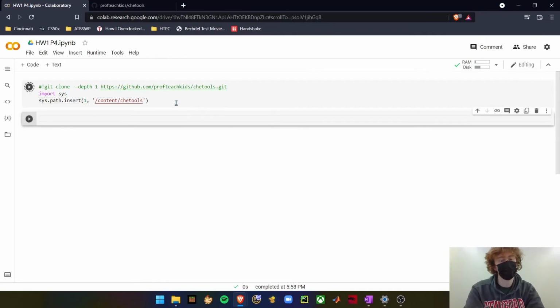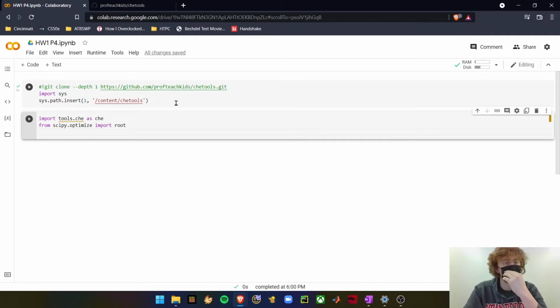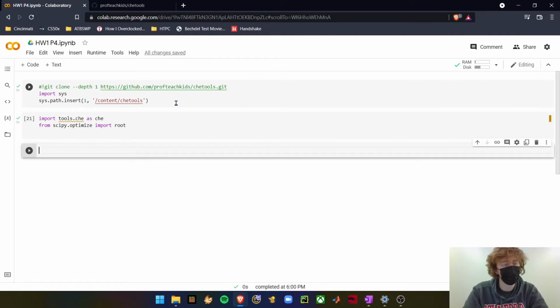So from here, we're going to import tools.che as che. And then we're also going to import a function from SciPy. So from scipy.optimize, we're going to import the root function. And then we can also specify our R value that we're going to be using. No errors there, so that's good. And then our R value is going to be 8.314. And then we can't really specify the units in the code, but we can go ahead and comment that it's in joules per mole times Kelvin.